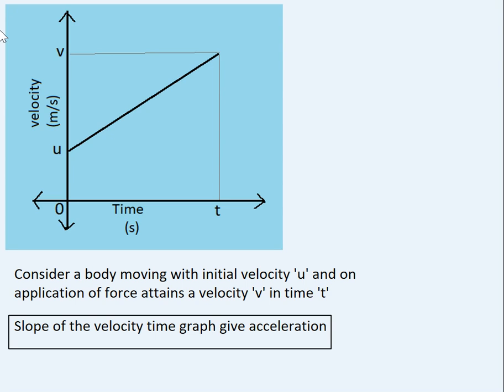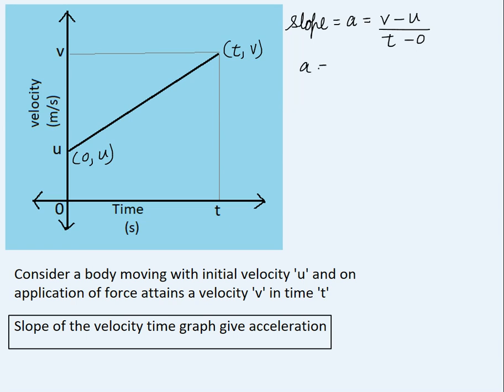So here we have a velocity time graph and we want to find the acceleration. For that we'll have to find the slope of this graph. Now to calculate slope, you need two coordinates. So over here this point has coordinate t comma v and this point has coordinate 0 comma u. So the slope of this line, which is acceleration, is difference of y upon difference of x, or rise over run. So I have v minus u upon t minus 0.